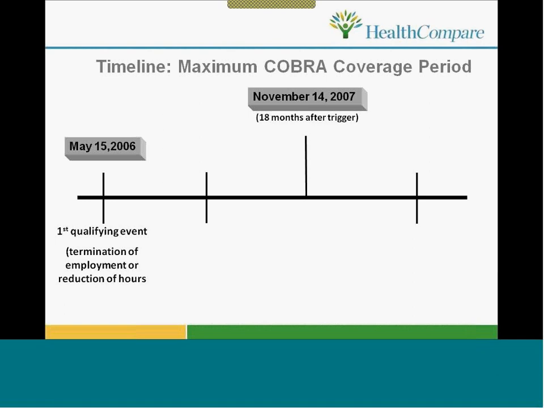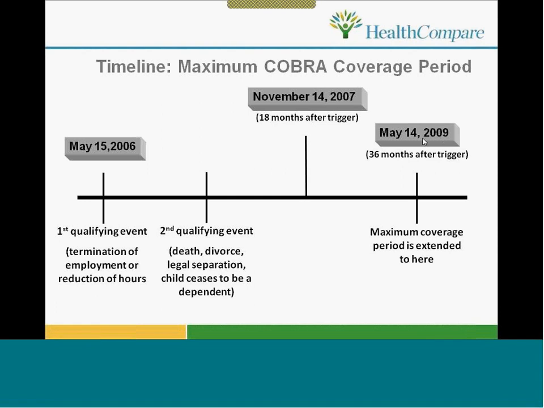If during that time frame another qualifying event occurs, like a divorce, the divorcing spouse can elect to continue coverage for an additional 18 months, not an additional 36. A total of 36, but not an additional 36. And in this case, her coverage begins still from May 15. So the first 18 months goes up, and the second 18 months goes up for a total of 36, and she will end COBRA as of May 14, 2009.